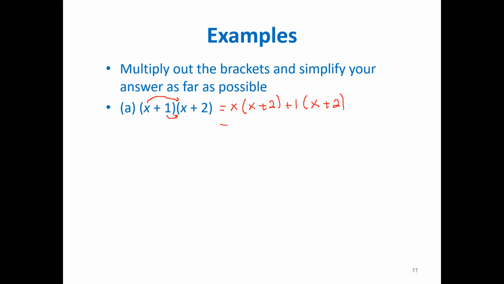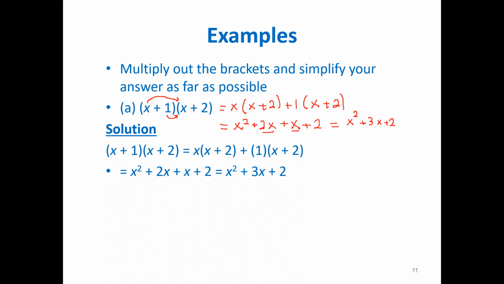Now, to multiply out these brackets, you multiply x times x is x squared, plus x times 2 is 2x, plus 1 times x is x, plus 1 times 2 is 2. And then look for the like terms. What are the like terms? These two, 2x and x. X squared, there's no like terms for x squared. 2x plus x is 3x, and we have here plus 2. Okay. So this is the multiplication or expansion of these two brackets. This is the solution in more details.